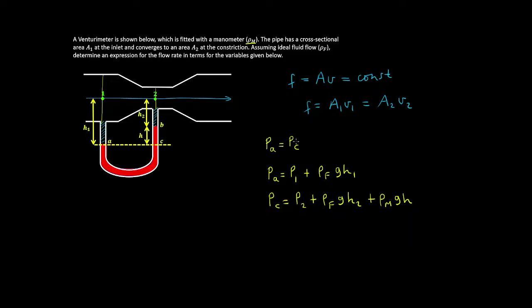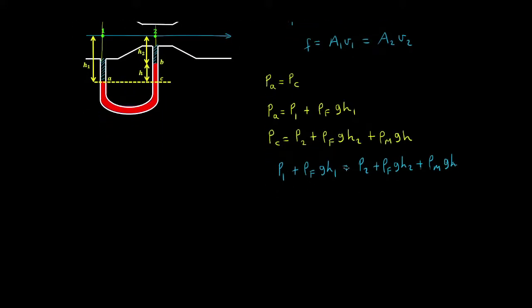And equating these two expressions, we get P1 plus rho F g H1 is equal to P2 plus rho F g H2 plus rho M g H. Now if we subtract P2 from both sides, and then subtract rho F g H1 from both sides, we get P1 minus P2 equals rho F g multiplied by H2 minus H1, plus rho M g H.